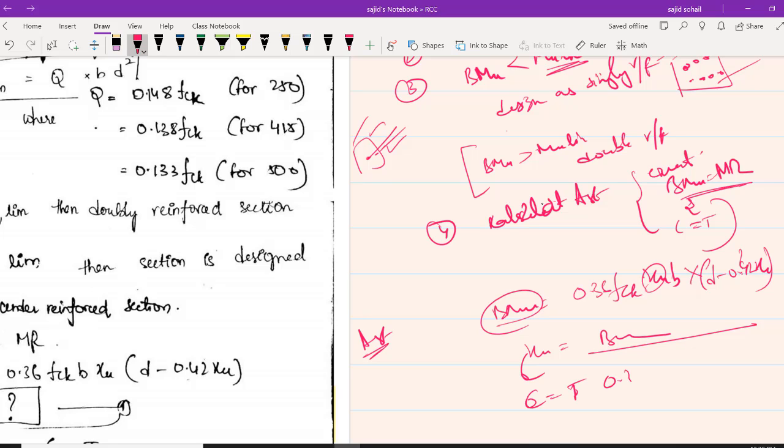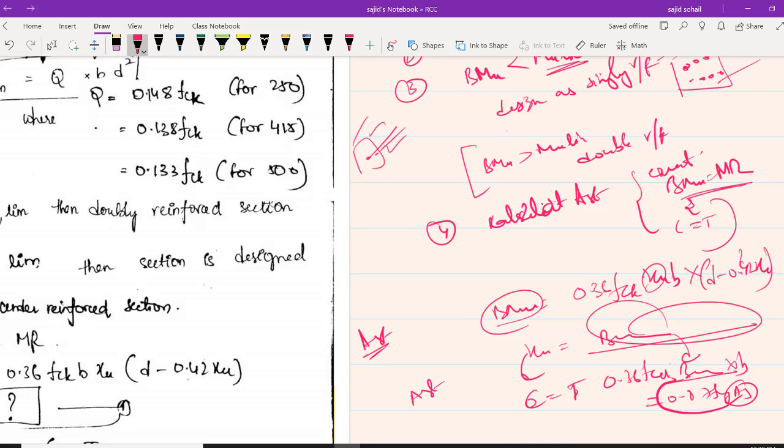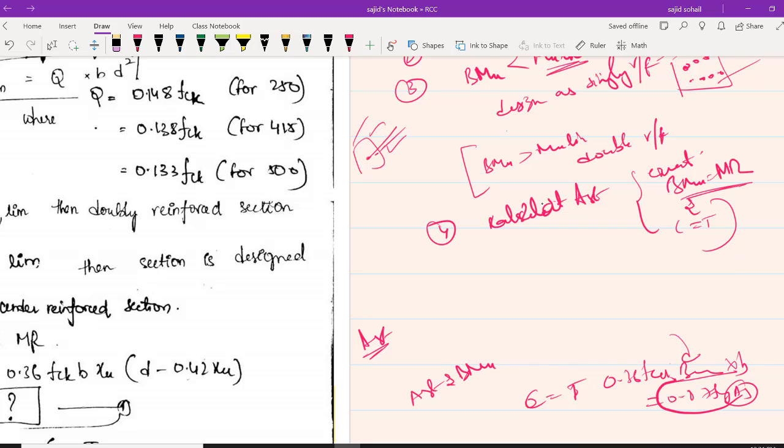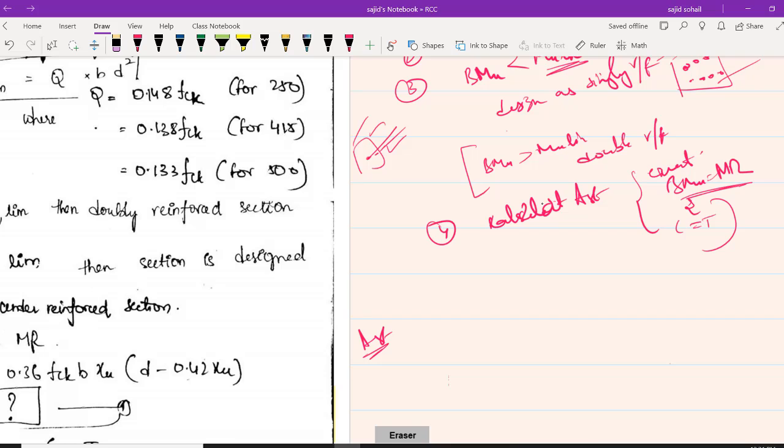So 0.36 FCK XU, whatever the equation gives, I will substitute here directly in terms of BMU, into B, is equal to 0.87 FY AST. From here I can get a direct relationship between AST and BMU. Now you need not calculate the XU step individually. Directly you will get a relationship between AST and BMU. What is that formula? Please be careful with this. Remember it. This formula is very important.